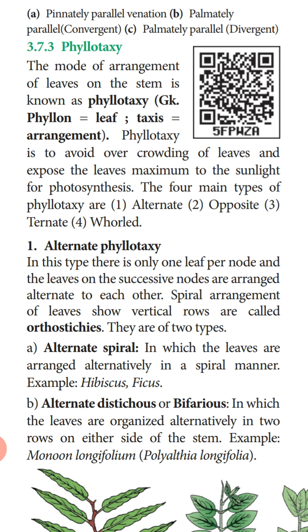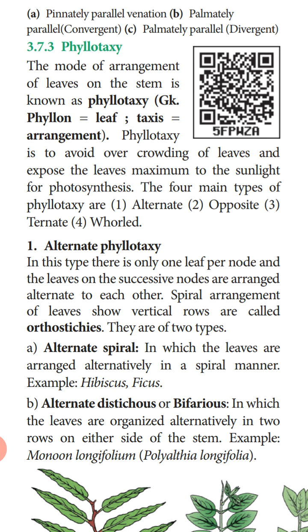Alternate, we said, is one leaf in one node. Opposite is two leaves in one node. Ternate means in one node we have three leaves; when three leaves originate from one node, it is called ternate. And whorl is when more than three leaves originate from a node. Then it is called whorl phyllotaxy. So first we will study the alternate phyllotaxy.